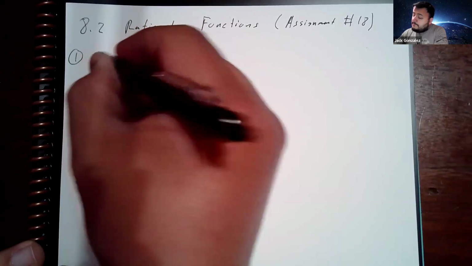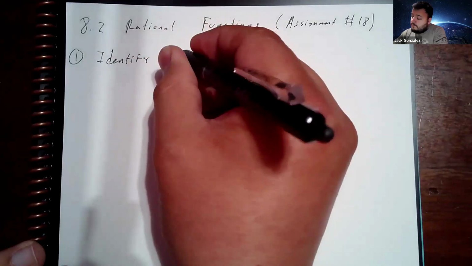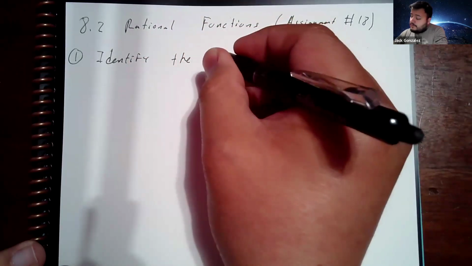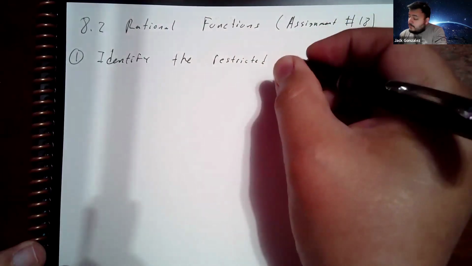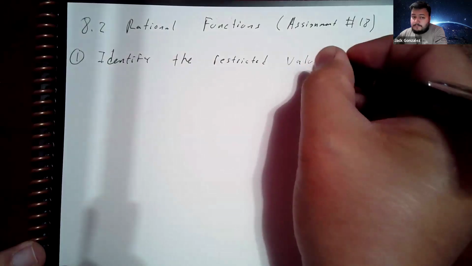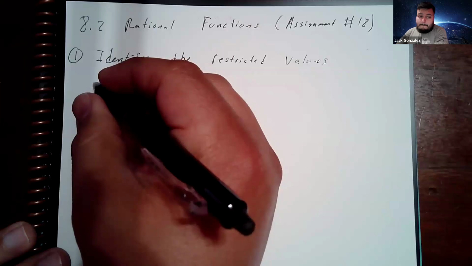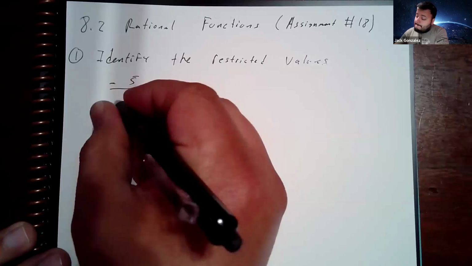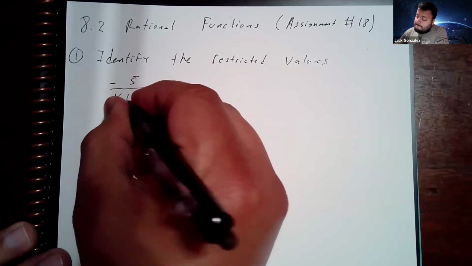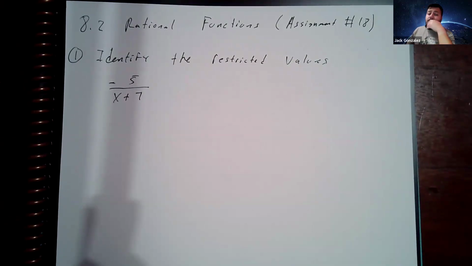So identify the restricted values. So they're giving me this expression right here. So what is the restricted value?